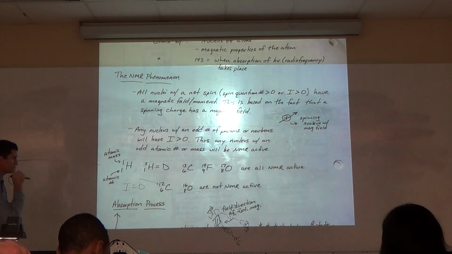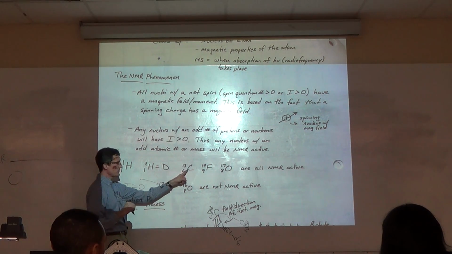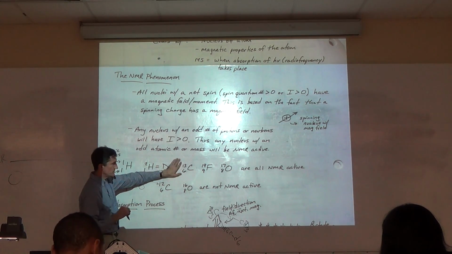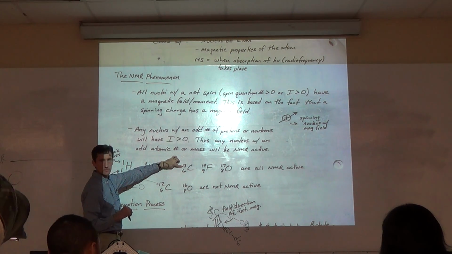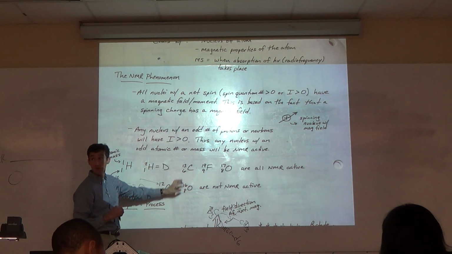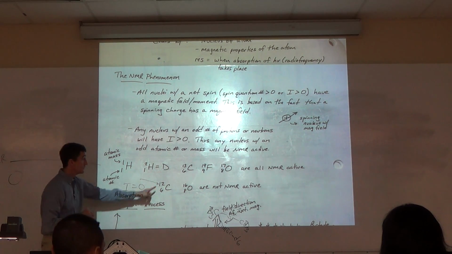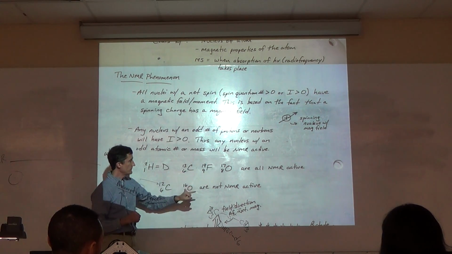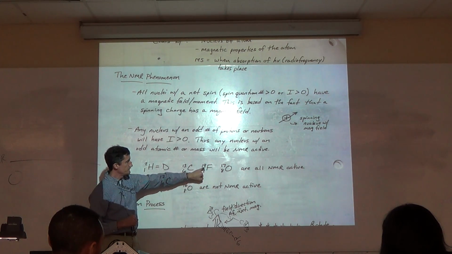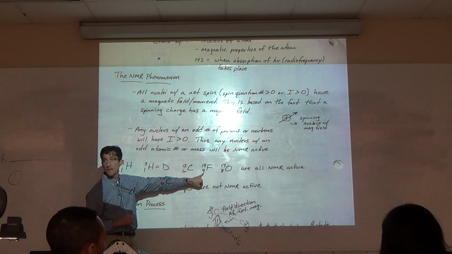We'll explain more later. But what about carbon-13? How many protons? 6. All carbons have 6. How many neutrons? 7. Ah, that's odd. Odd number of neutrons. So does this have a net spin? Yes. NMR active. See, all these are NMR active. Fluorine-19. How many protons? 9. NMR active.